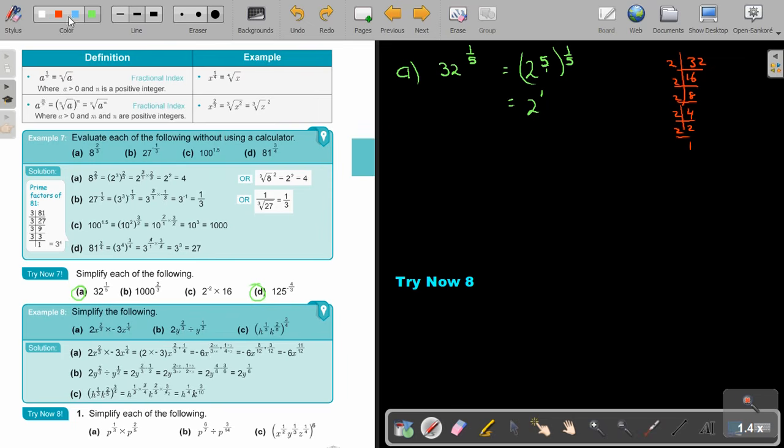Then number D, it's 125 to the power of negative 4 over 3. So again, 125, it's 5 to the power of 3. Otherwise, just break it up, but that's an easy one to know.